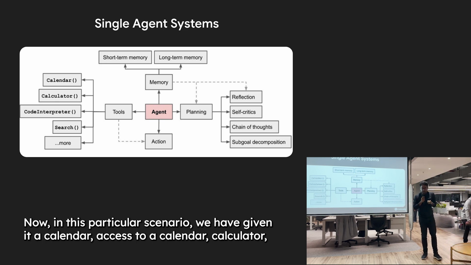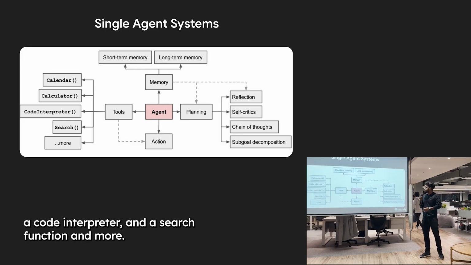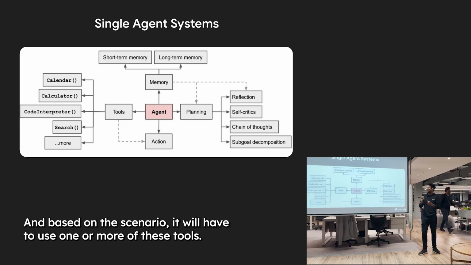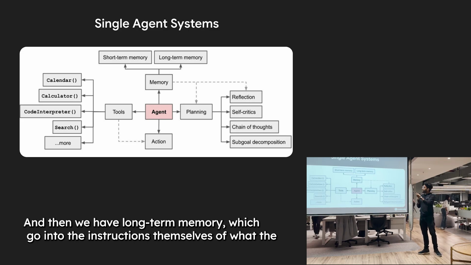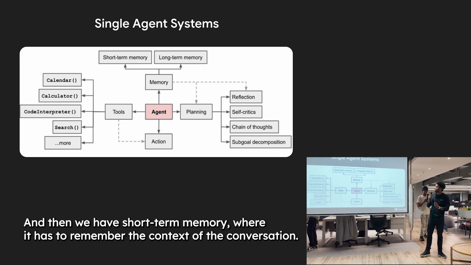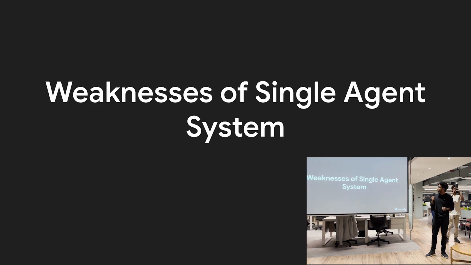Now, in this particular scenario, we have given it access to a calendar, calculator app, a code interpreter, and a search function, and more. And based on the scenario, it will have to use one or more of these tools. And then we have long-term memory, which goes into the instructions themselves of what the agent is supposed to do. That's where the goals are defined. And then we have short-term memory, where it has to remember the context of the conversation.